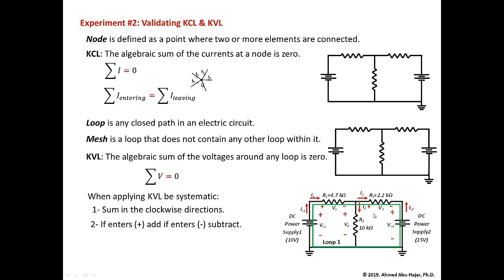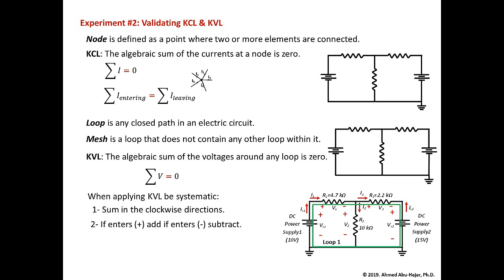Then I will go to this resistor, which is R3. I enter the plus polarity, so I will say plus V3. Then I will enter the plus polarity of VS2. I will say plus VS2 equals 0. So if you measure those values and you add them up, it's going to be 0 or very close to 0. Because remember that instruments have some precision and some error, right?